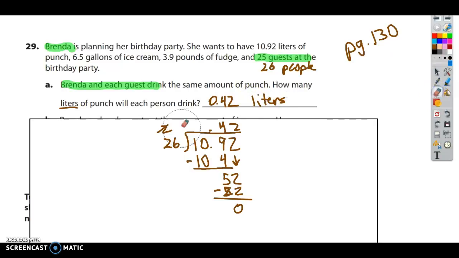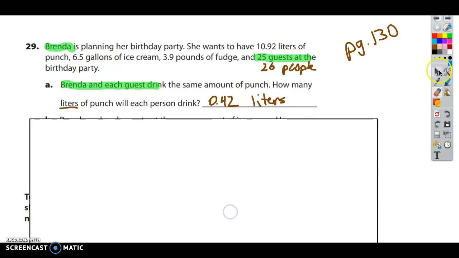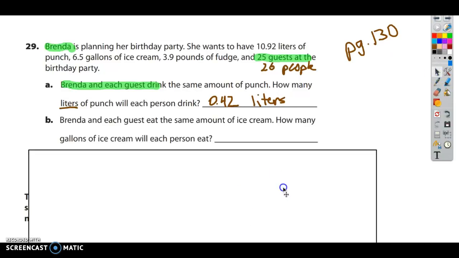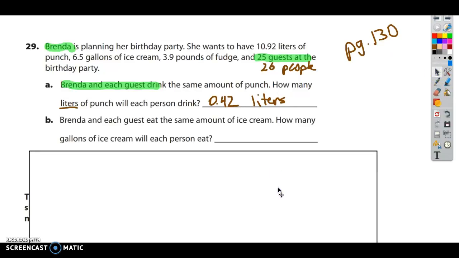Now we're going to do a similar type thing for the rest of the problems here. We've got 26 guests. Question B says, Brenda and each guest will eat the same amount of ice cream. How many gallons of ice cream will each person get? So we're going to go up to the gallon of ice cream. We've got 6.5 gallons of ice cream. And we're going to divide that by 26 guests.